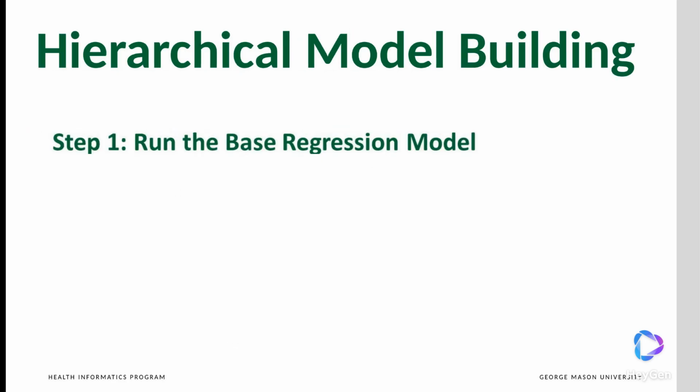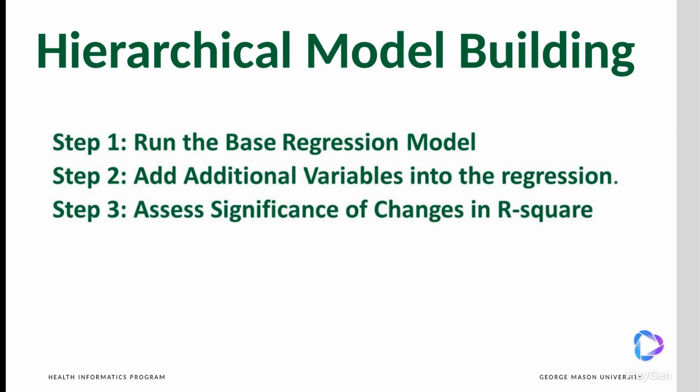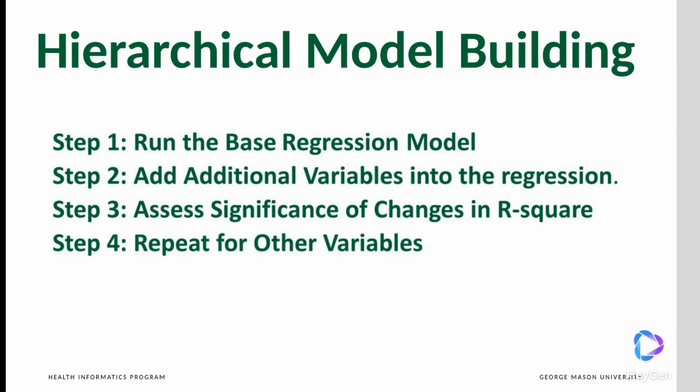The steps are to first run the base regression model. Usually you include control variables or main effects into this base model. In step 2, add additional variables into the regression. You need to have theoretical reasons for adding these variables. Don't just go fishing for maximizing the percent of variation explained. Next, assess the significance of changes in adjusted R-squared. If additional variables are informative, they must add a significant amount to the R-squared value. You can repeat these steps to add in other variables of interest.